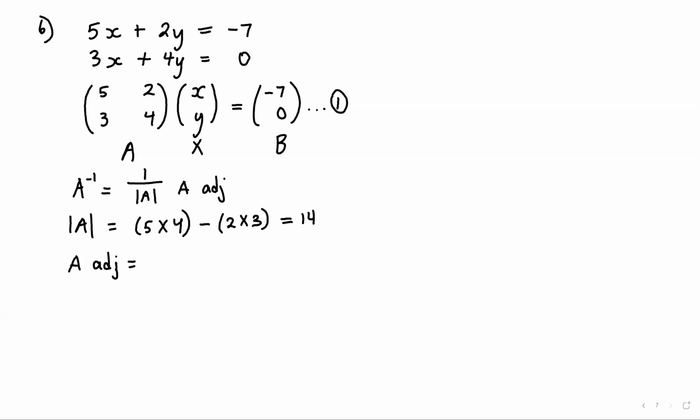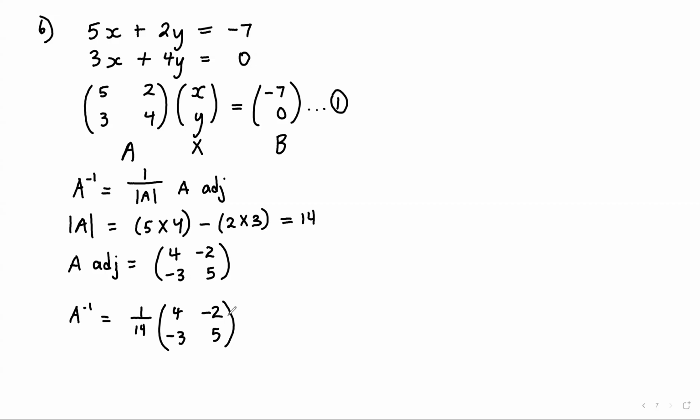And then A adjoint would be, you swap the terms in the leading diagonal. So 4 would switch positions with 5. So you'll have 4 and then 5 here. You change the signs of the remaining elements. And now you put that together for your inverse. A inverse is therefore given by 1 over the determinant, so 1 over 14 by A adjoint, which is 4, -2, -3, 5.